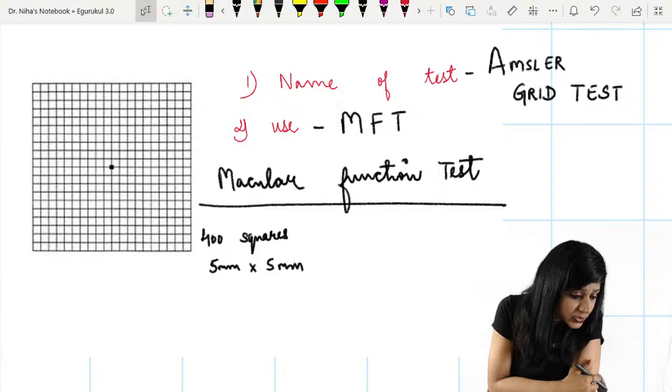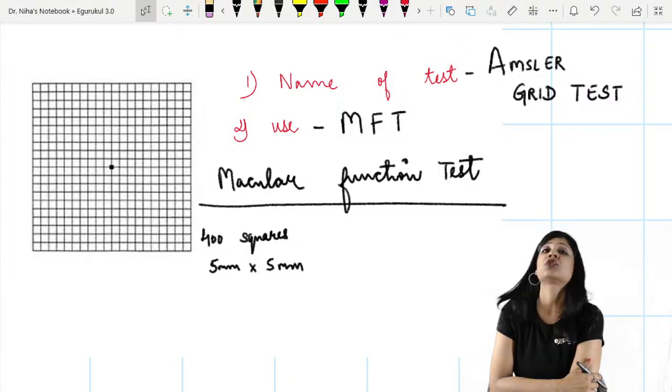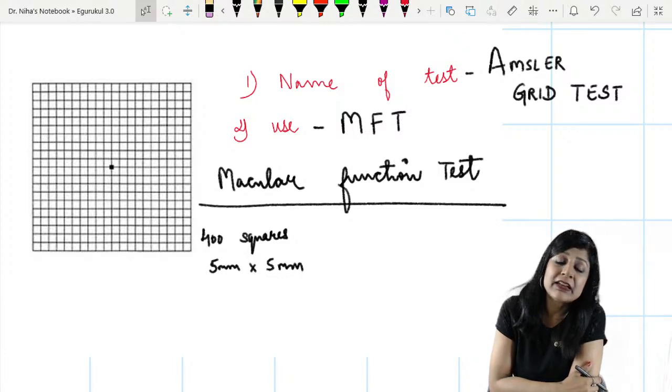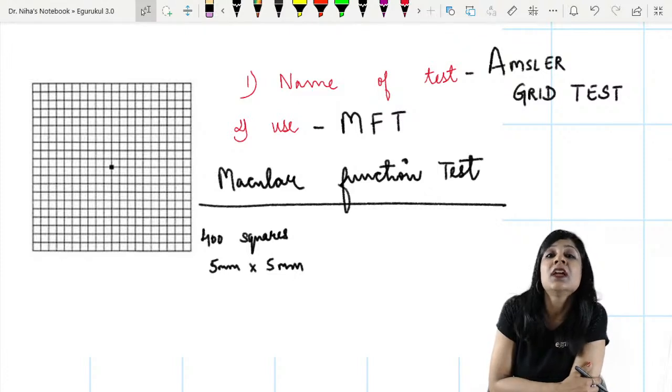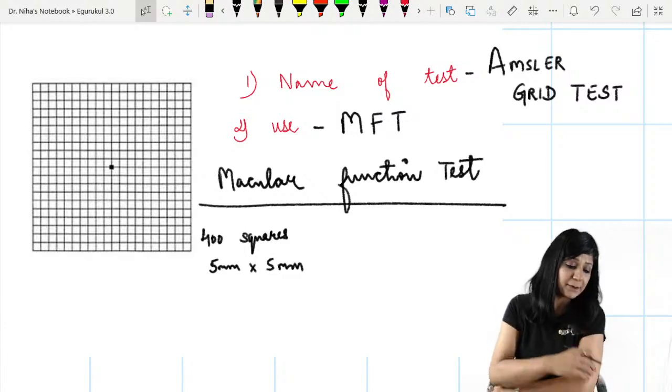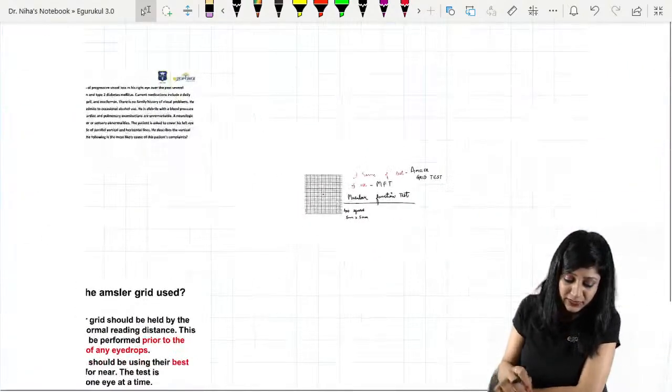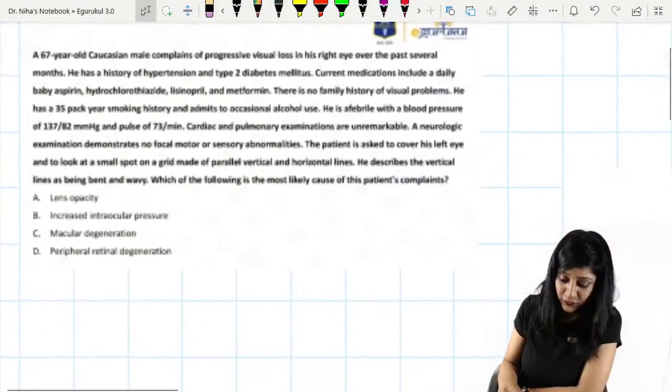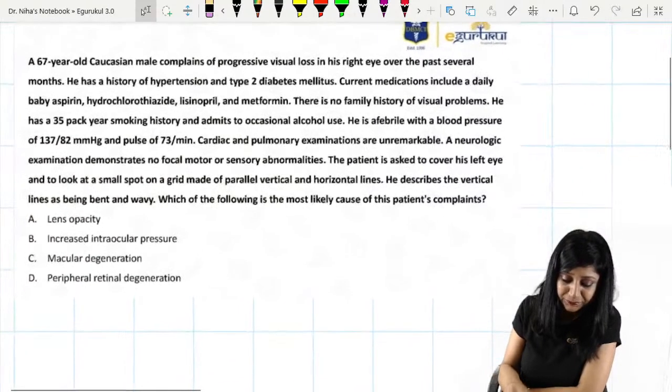The central cone-rich part of the retina with maximum visual discrimination ability is called the macula. Yes, exactly, Ganesh. So the central part of the retina, which is densely packed with the cones which are responsible for color vision, that part is actually called the macula. So it's a macular function test. Okay, now based on this, let us try to read a question.